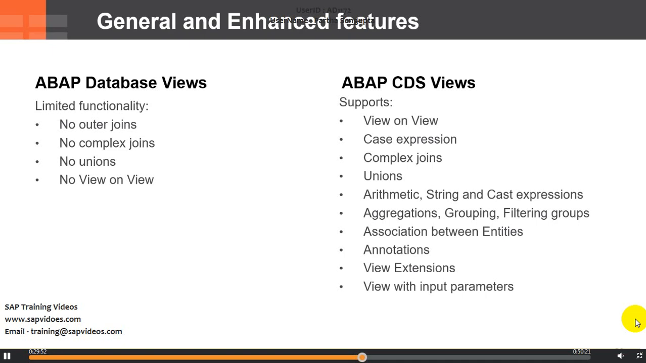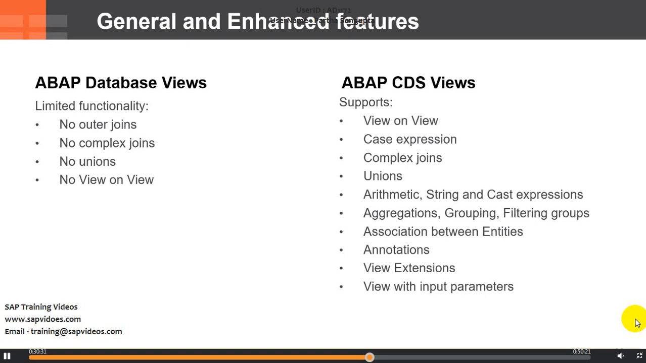You can have aggregations, grouping, filtering groups, and associations between view entities. The last four parts which I am discussing will be covered in the advanced concepts of CDS views, like associations between entities. If you have CDS view entity 1 and CDS view entity 2, there might be a relation between one CDS view and the other, and then you form relations using associations and annotations. I told you that there are many annotations, like core annotations, analytical annotations and UI annotations, while defining a CDS view. These things I will cover as well.